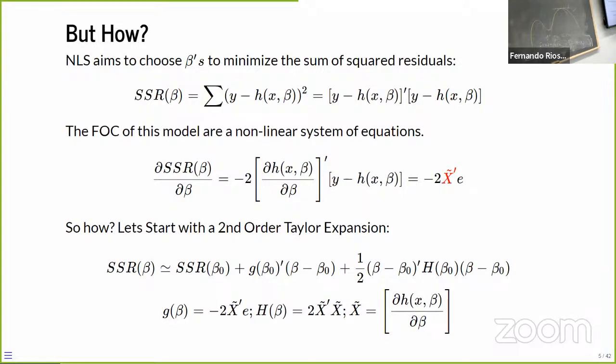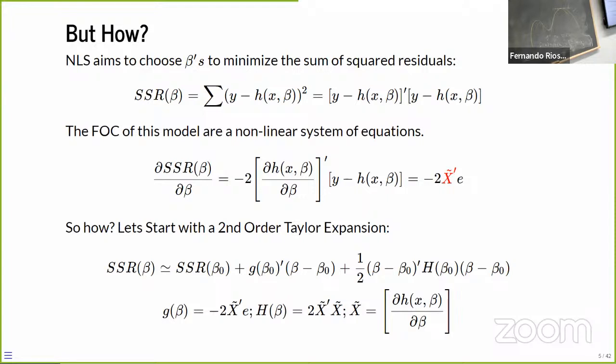So far so good? Yes? At least the logic. We're making a second order approximation, meaning we are going to use a quadratic function to approximate something that is inherently already quadratic. So it should be good enough.